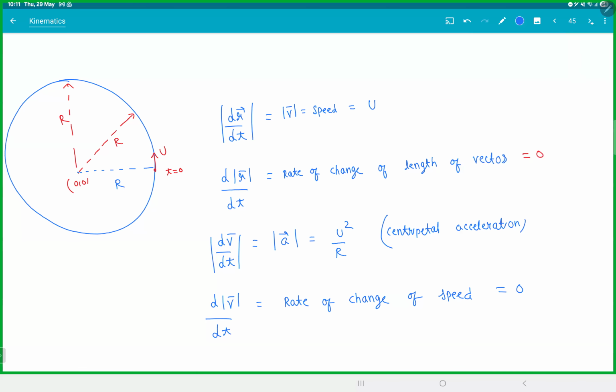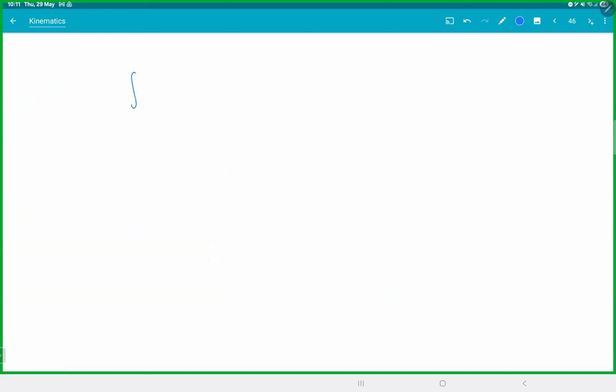So d mod v is what? Mod v is speed. So you're asking the rate of change of speed. Speed is not changing. Aditi, clear with that? Others, Tanishka? Clear? Samyak? Clear? Advai? Ovya? What about the other two? Those are good ones. Integral v bar dt, the mod of it, going from 0 to pi r by u.